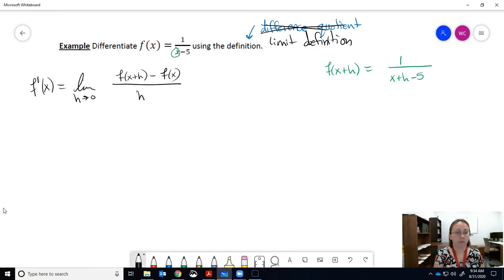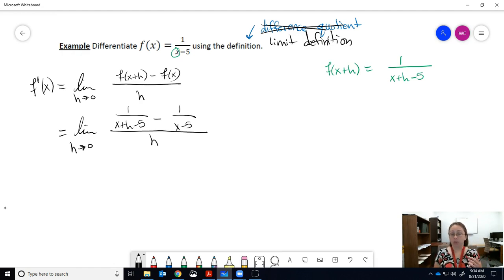So let's work on our difference quotient then, and see if we can do any work once we have everything plugged in. So f of x plus h is what we just found, 1 over x plus h minus 5, minus the f of x, the original function, so 1 over x minus 5, all over h. So at this point, well, you're taking a limit. You could try to plug in 0. You're going to get 0 over 0, so you've got to do some algebra here.